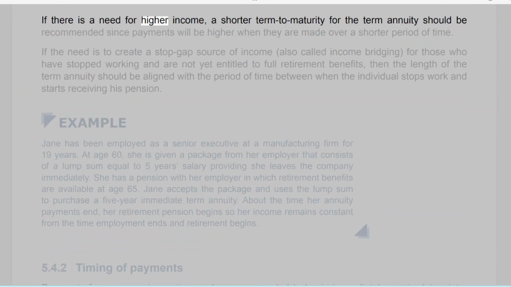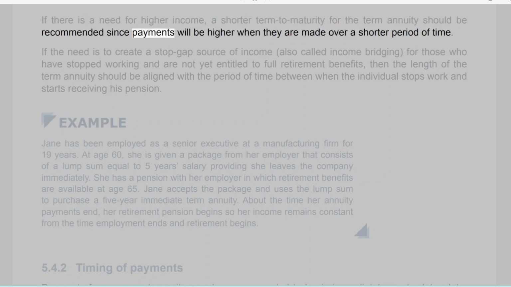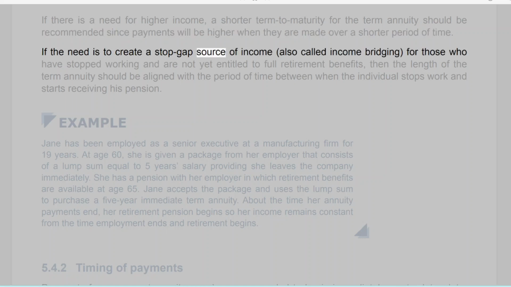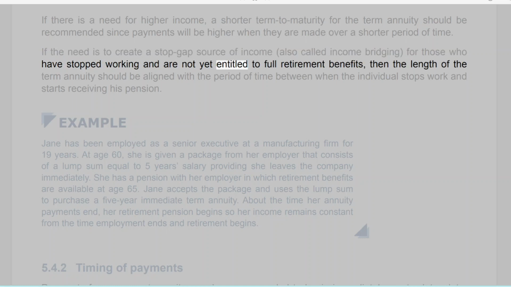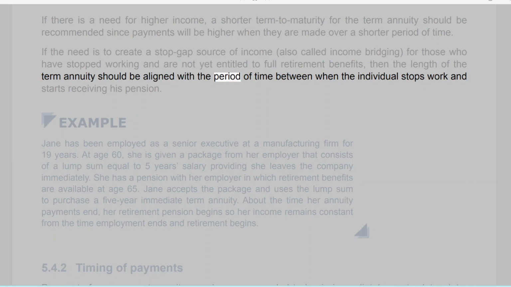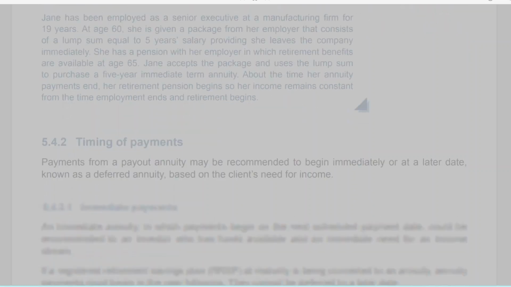If there is a need for higher income, a shorter term to maturity for the term annuity should be recommended since payments will be higher when they are made over a shorter period of time. If the need is to create a stopgap source of income, also called income bridging, for those who have stopped working and are not yet entitled to full retirement benefits, then the length of the term annuity should be aligned with the period of time between when the individual stops work and starts receiving his pension.